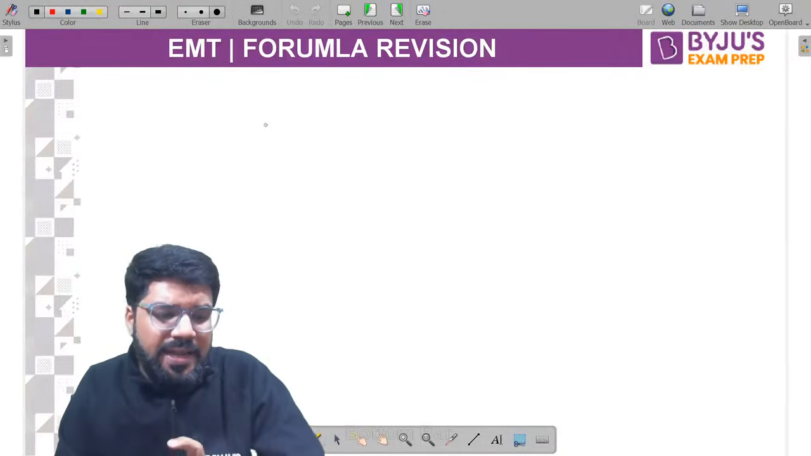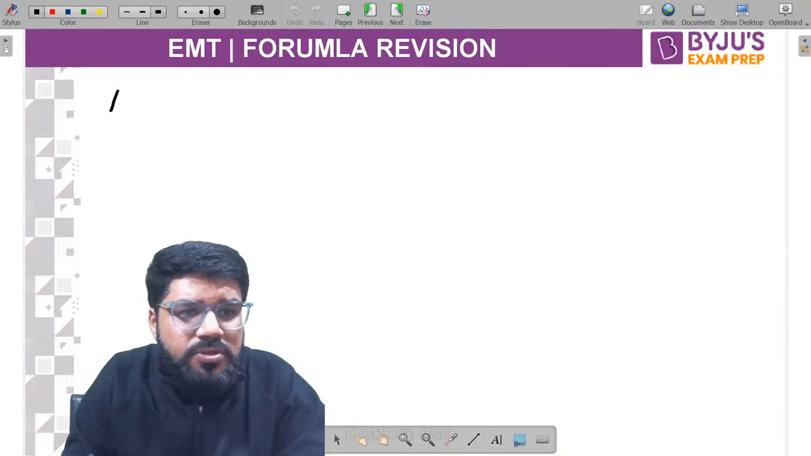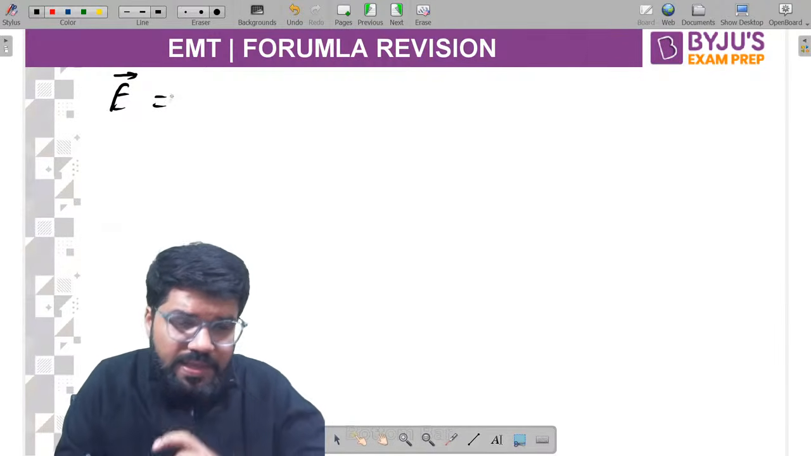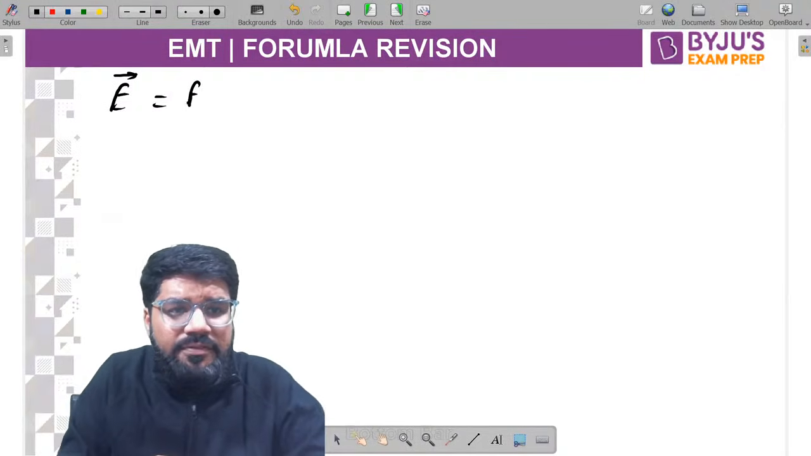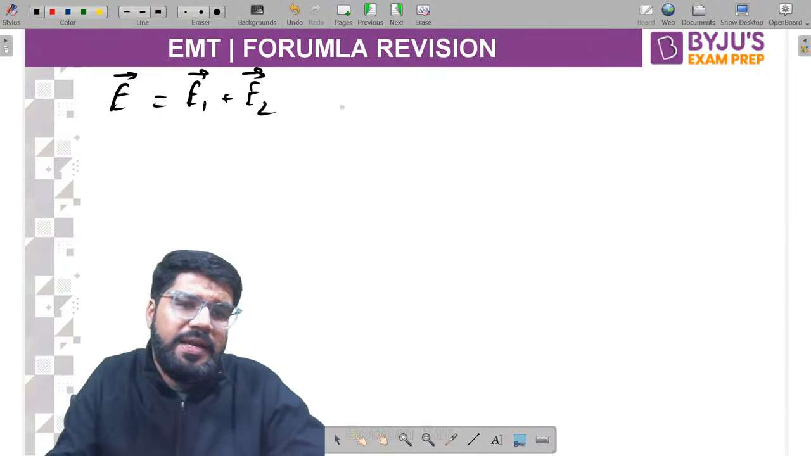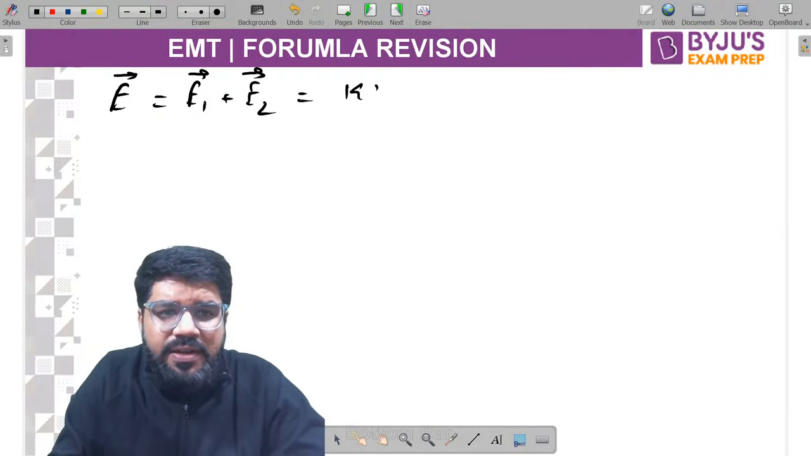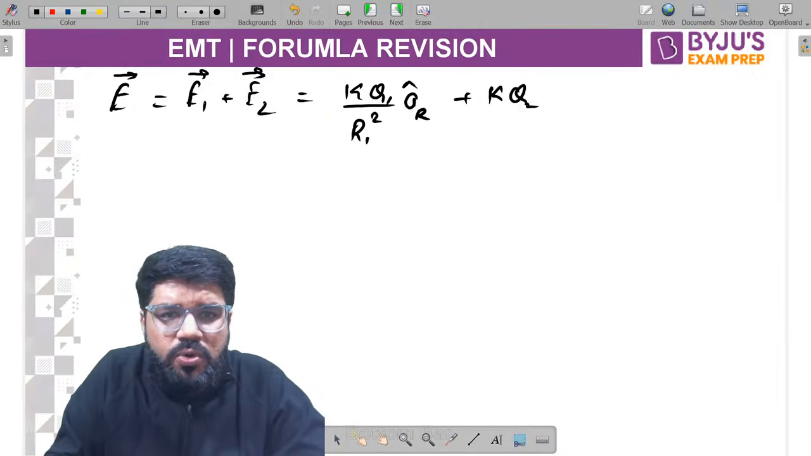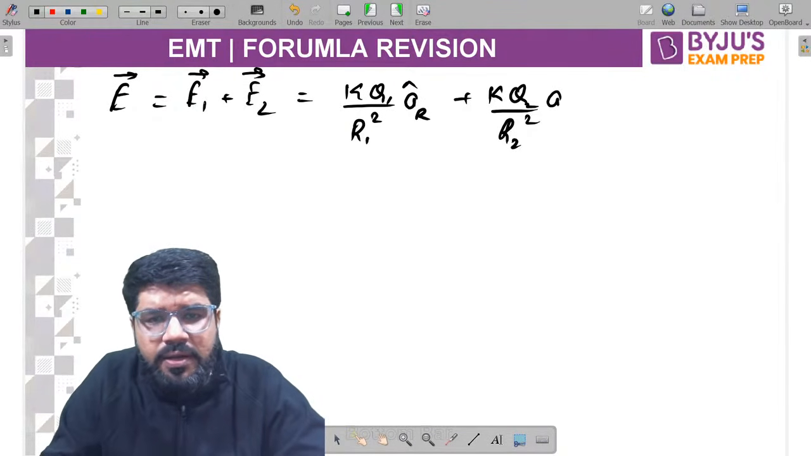Okay, now let us apply this formula. So here you are indirectly understanding the electric field calculation also, as well as you are calculating. So electric field E is equal to E1 plus E2. What is E1? K Q1 upon R1 square unit vector AR1 plus K Q2 upon R2 square unit vector AR2. Here it should be AR1.